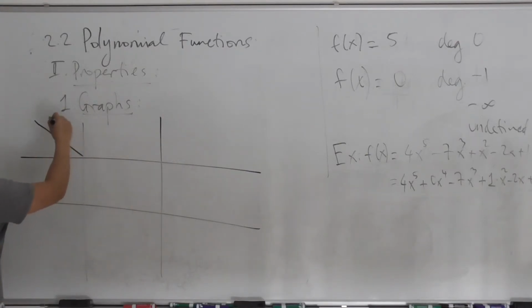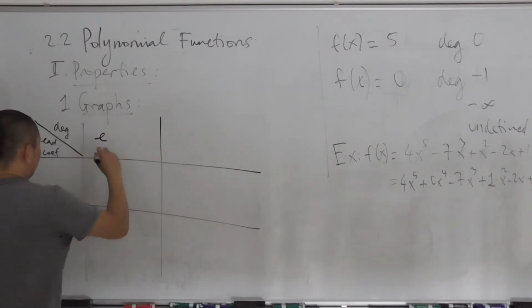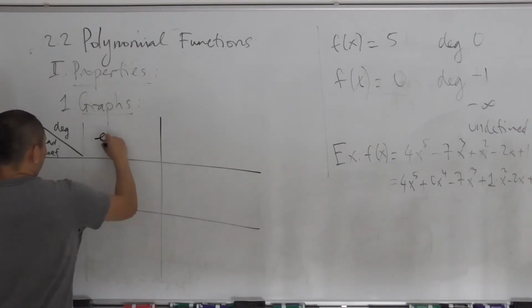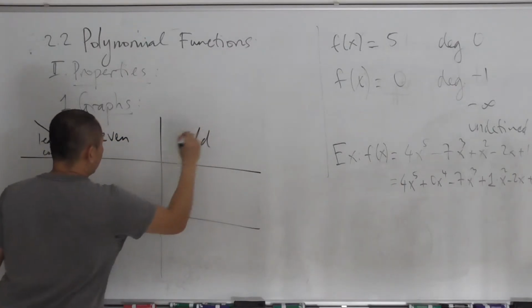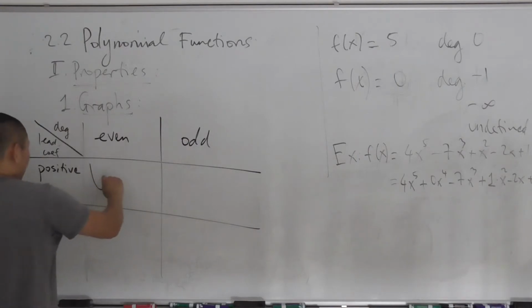We have leading coefficient here. We have degree in here. For degree, we have two types: either even degree or odd degree. For leading coefficient, we have two types: either positive or negative. So, by looking at these two things, if you have a polynomial with even degree and positive leading coefficient, I claim that the graph will always look kind of like this, roughly.